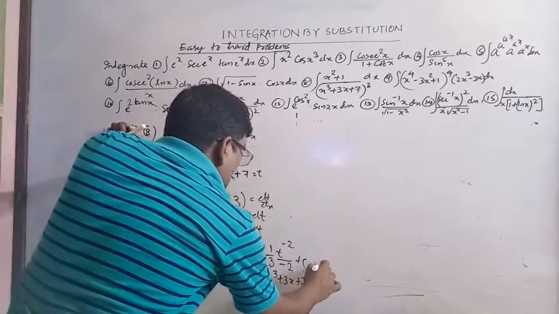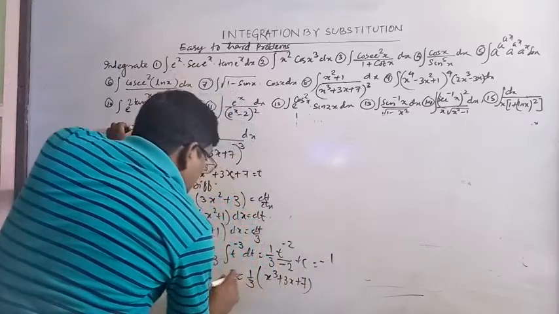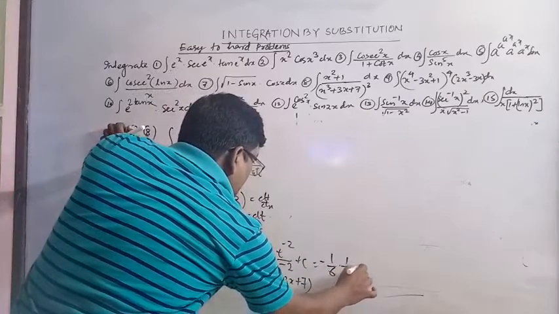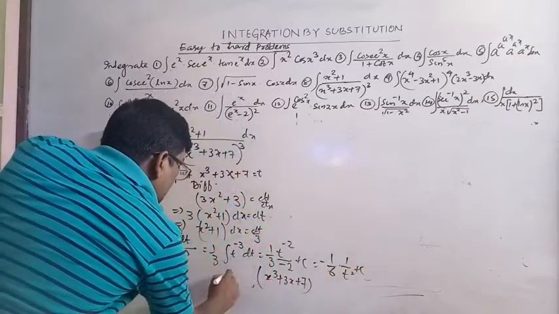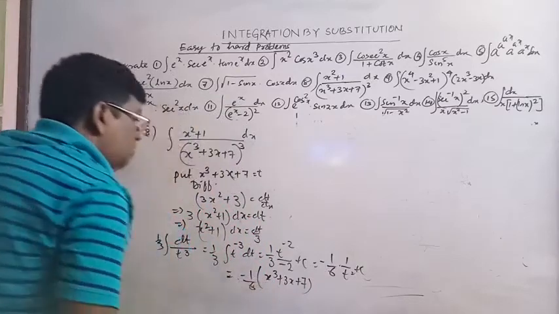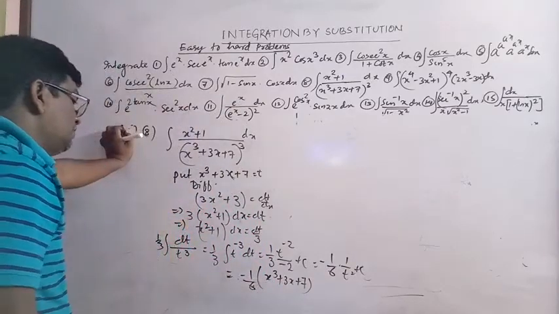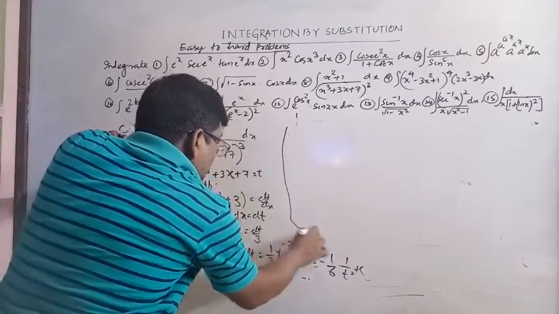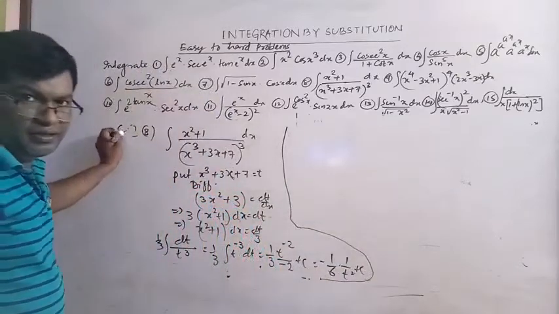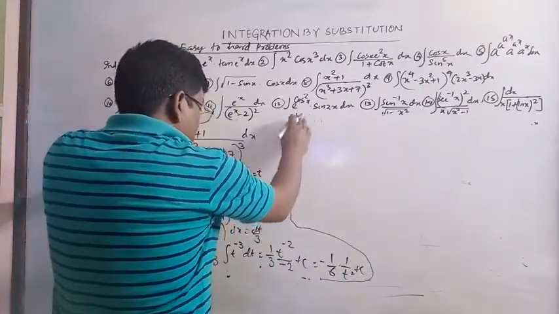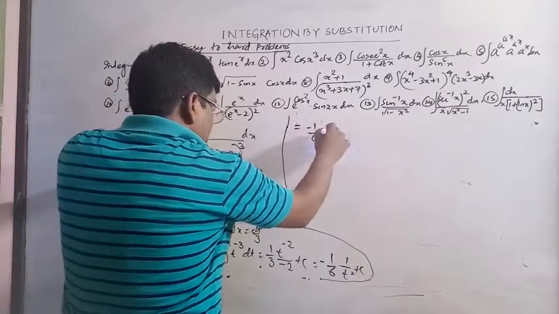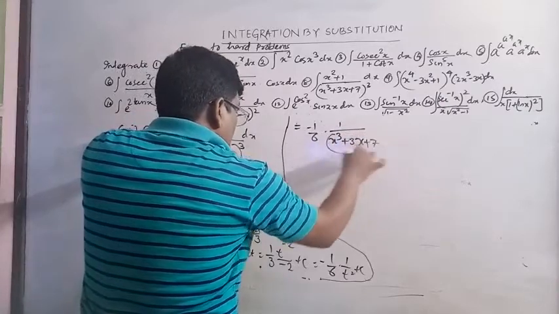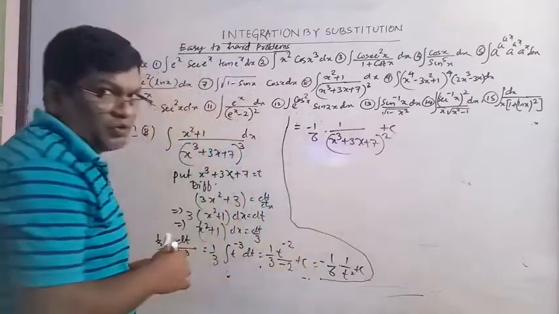So this is equal to minus 1 by 3, minus 1 by 6, that is minus 1 by 6 into t square plus c. So the answer is minus 1 by 6 into 1 by x cube plus 3x plus 7 whole square plus c.